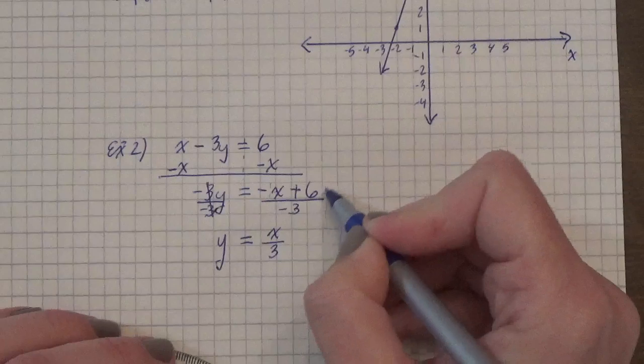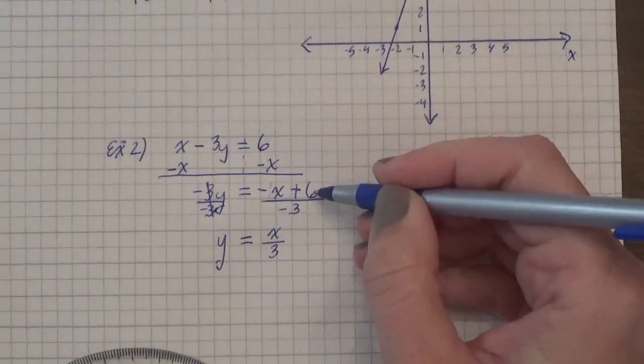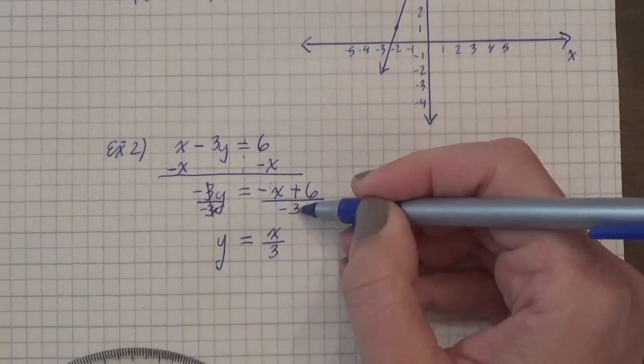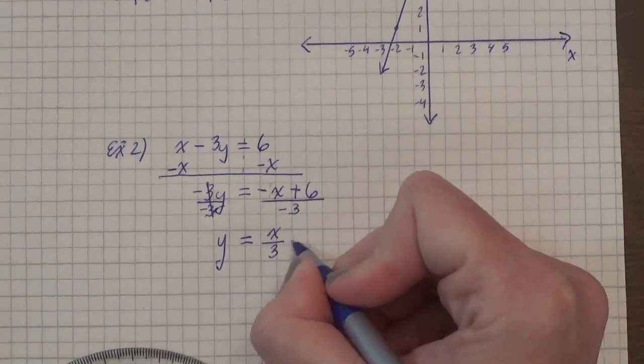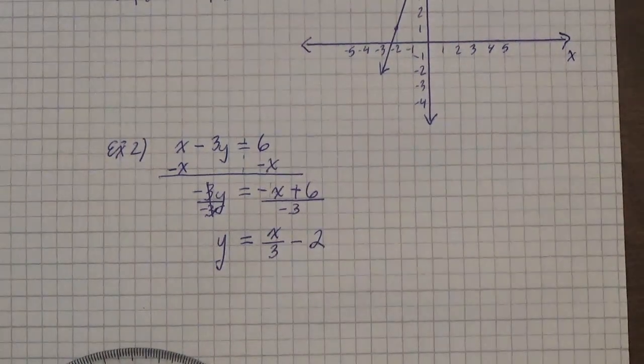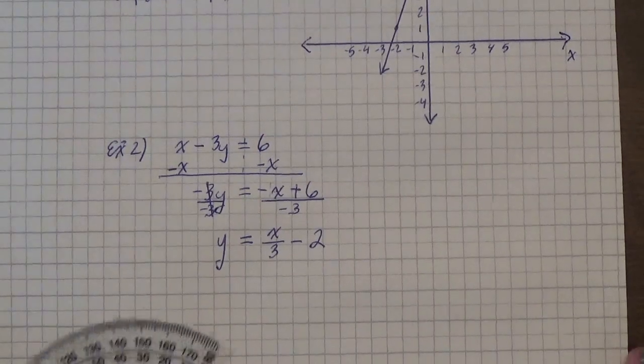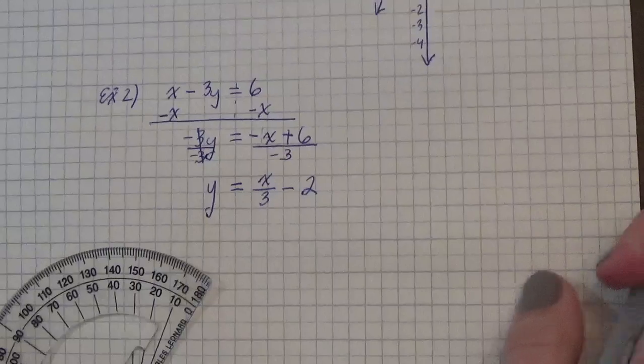Now we have to do the same thing over here. I have a positive 6 divided by a negative 3. That's going to give me a negative 2. So I'm going to write this as x over 3 minus 2. All right, so you know what? Let's graph this one.